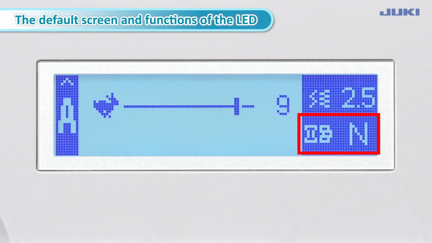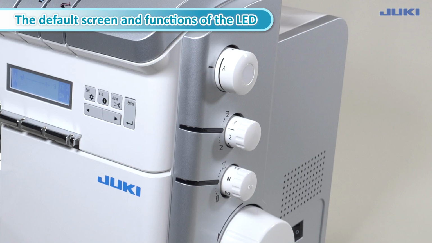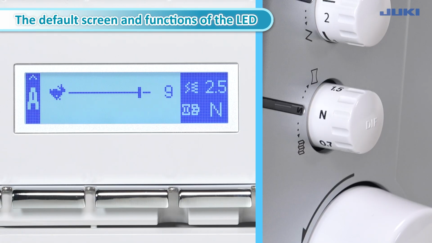N stands for differential ratio. N stands for neutral, normal, but it can be adjusted by turning the differential feed adjustment dial when sewing elastic fabrics.